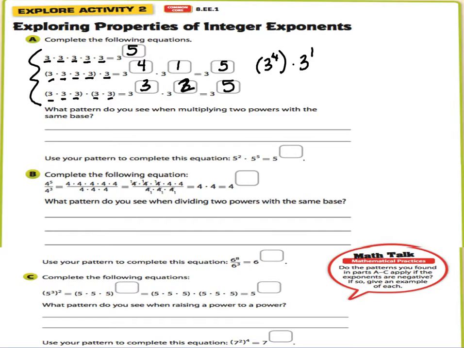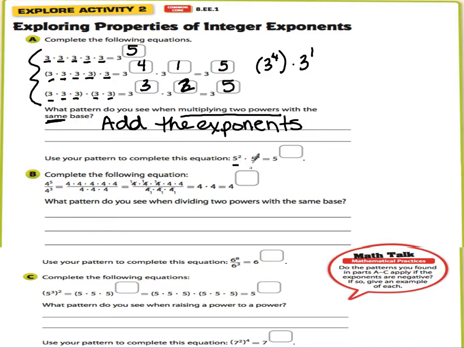So what pattern do you see when you're multiplying 2 powers with the same base? You should notice that you add the exponents. So I took my exponents and I added them to get my new number. Let's test this.